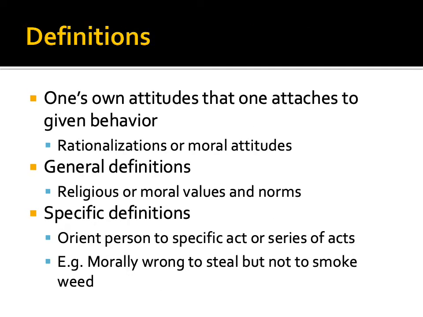The next variable in social learning theory is definitions favorable and unfavorable toward crime. This is differential association from Sutherland. Again, I keep stating that, and I know it's really repetitive, but I want to make sure you remember the difference between Sutherland's differential association and Akers' differential association. Akers equals friends, Sutherland equals definitions.